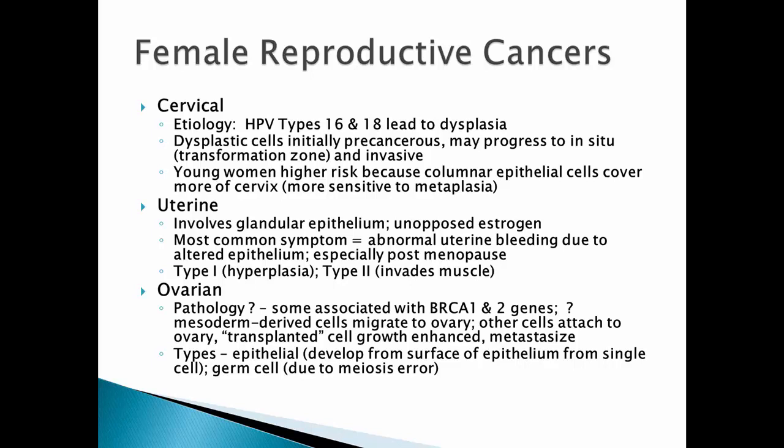So ovarian cancers, while they are not especially common, are not as common as cervical or uterine, are more deadly than either of the other two. And I can't stress enough that ovarian cancer causes more deaths than any other reproductive cancer. And ovarian cancers tend to metastasize to the liver.